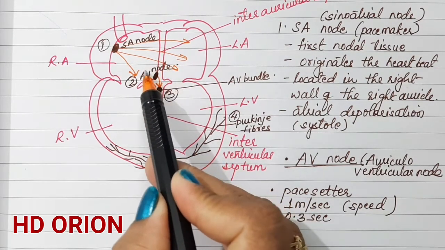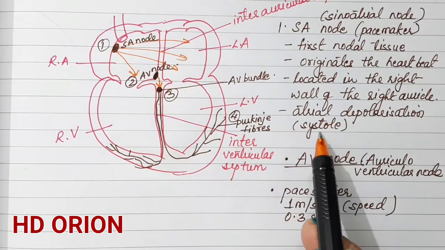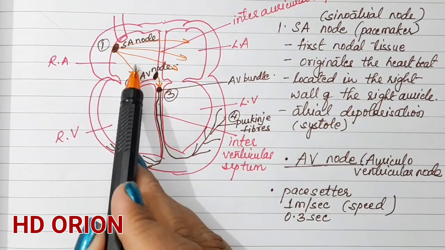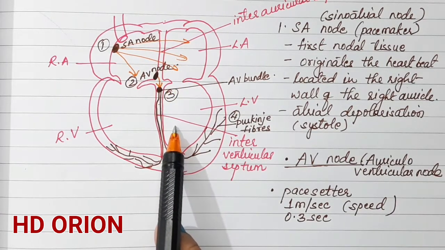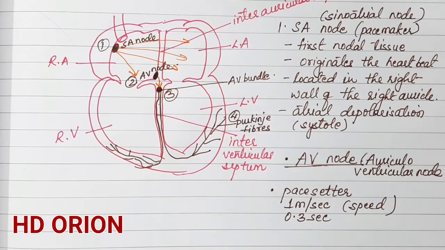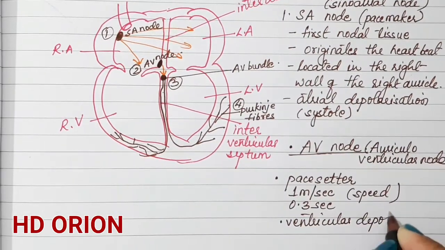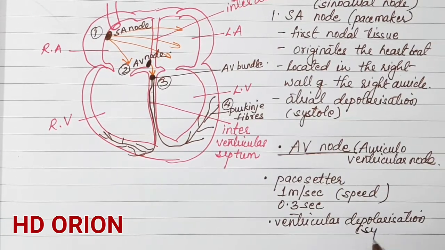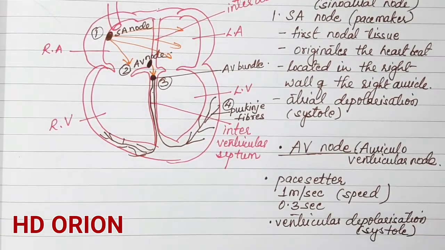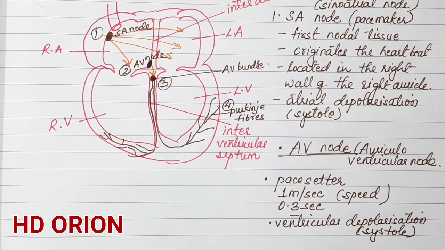We studied till atrial depolarization, which I called atrial systole. That means after the systole of the auricles, the systole of the ventricles will start. So what is the function of this AV node? It will help in ventricular depolarization. I'll write here ventricular depolarization. So we can call this ventricular systole. Depolarization means systole. Earlier also in other chapters when I was teaching the nervous system, I told what is depolarization.